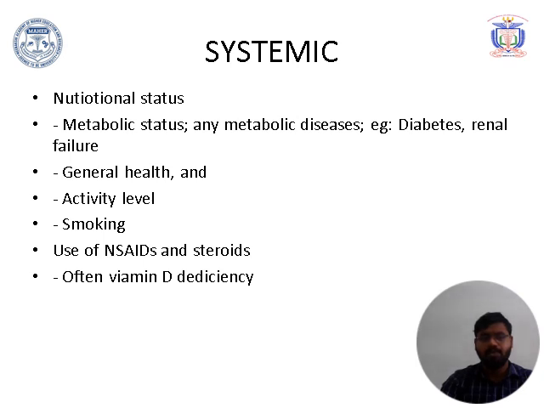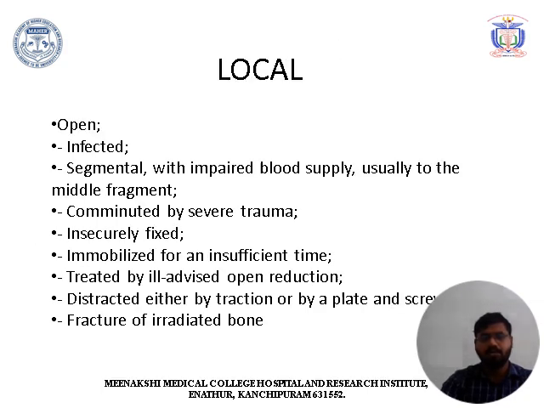Systemic causes will be nutritional status. When there is a vitamin D deficiency or calcium deficiency, it can cause non-union. Metabolic status like diabetes and renal failure is also an important systemic cause. General health condition and a poor activity level, not being exposed to sun, any history of smoking, and chronic use of NSAIDs and steroids are all causes of systemic non-union.